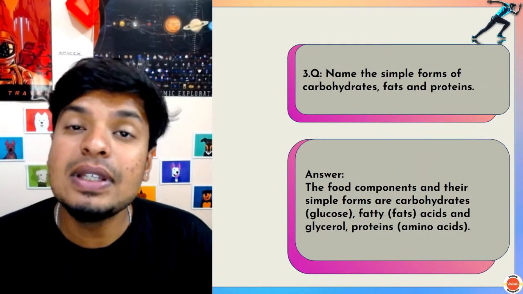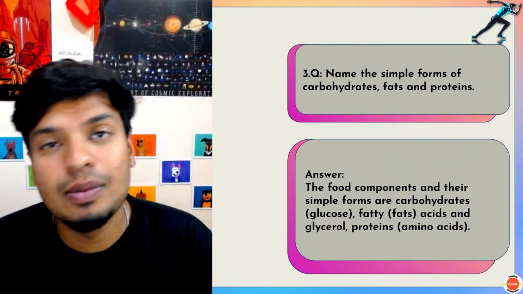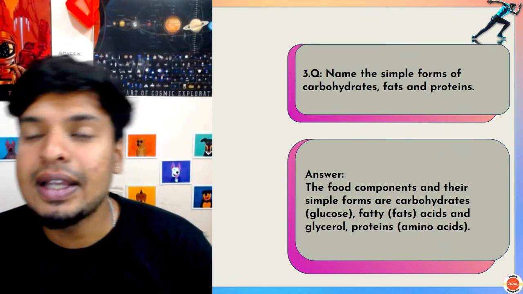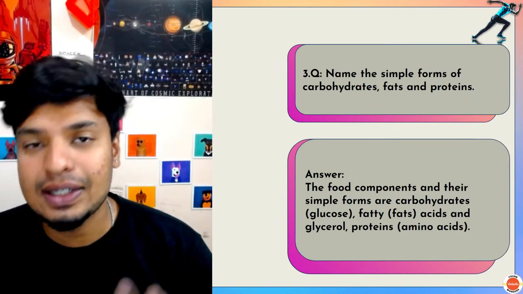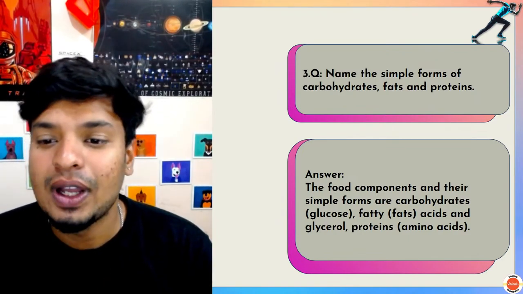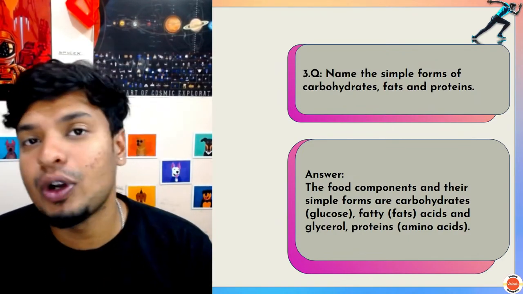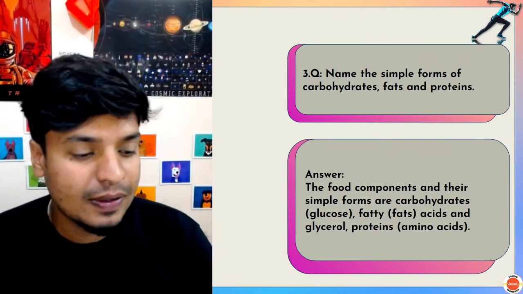Okay, name the simple forms of carbohydrates, fats and proteins. The simple form of carbohydrates is glucose, fatty acids and glycerol are for fat, and amino acids are for proteins. These are the simple forms.